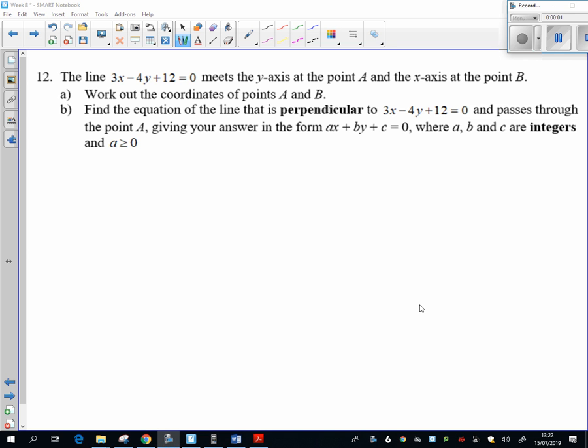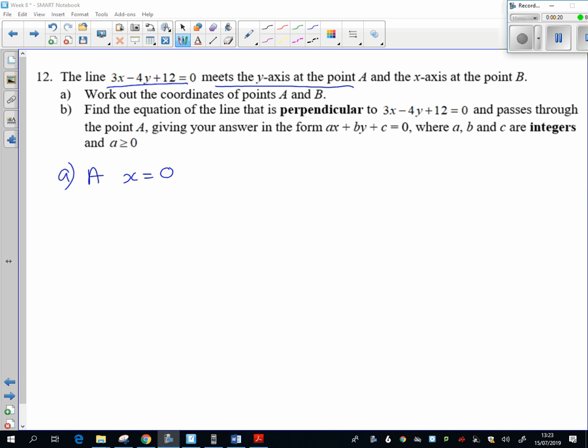Yeah, so question 12 is another coordinate geometry question. It's quite a lot of information here, but just read it all really carefully. So part A is talking about the point capital A, and the point capital A is where it meets the y-axis. So that's going to be when x is 0.